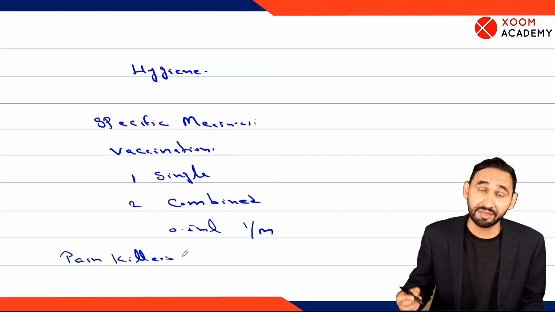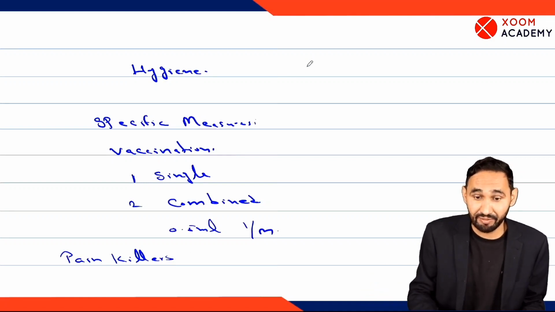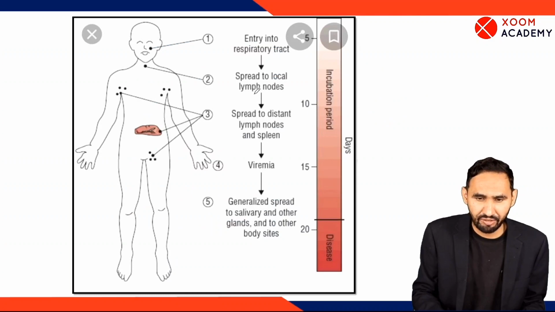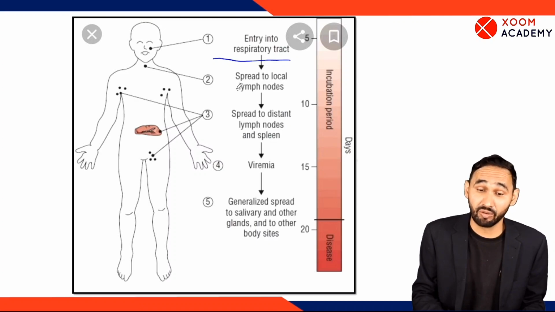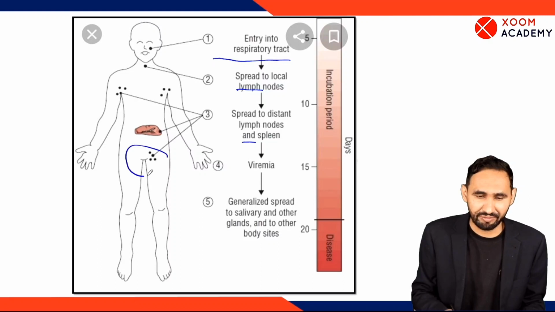If it involves testes and ovaries, we can do testicular decompression and oophorectomy in case of complications. Testicular decompression. And oophorectomy. As you can see, virus enters into respiratory tract and it spreads to local lymph nodes. Then it spreads to distant lymph nodes and spreads to testes. It causes orchitis. It can cause carditis.